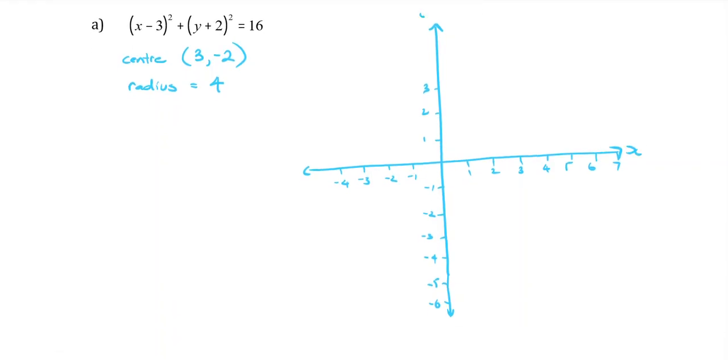So starting with the centre, plot that first. The centre is 3, minus 2. Draw a dot. Then from the centre, you want to count 4 spaces up. 1, 2, 3, 4. Put a dot. 4 spaces down. 1, 2, 3, 4. Put a dot. 4 spaces left. 1, 2, 3, 4. Put a dot. And 4 spaces right. 1, 2, 3, 4. Put a dot. And carefully draw up your circle.